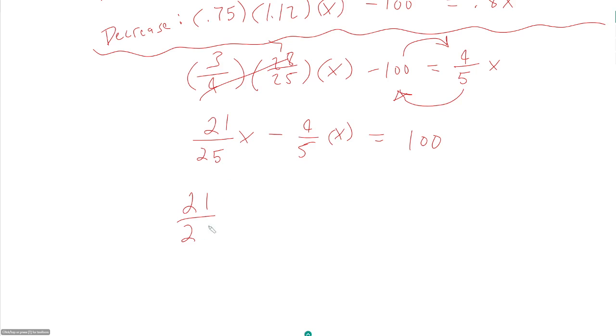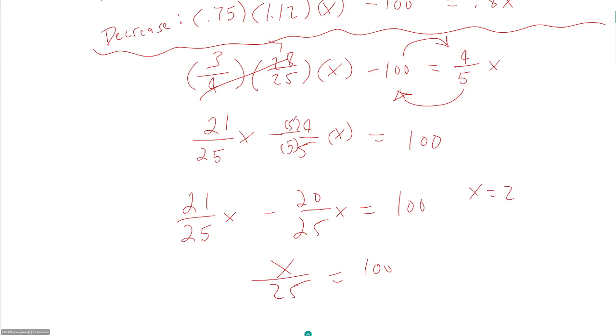So 21 over 25x. So I need to get a denominator of 25 here. And so that would be multiply top and bottom by 5. So minus 20 over 25x is equal to 100. And so I'm just left with 21x minus 20x, which is just x over 25, is equal to 100, and then x is equal to 2500.